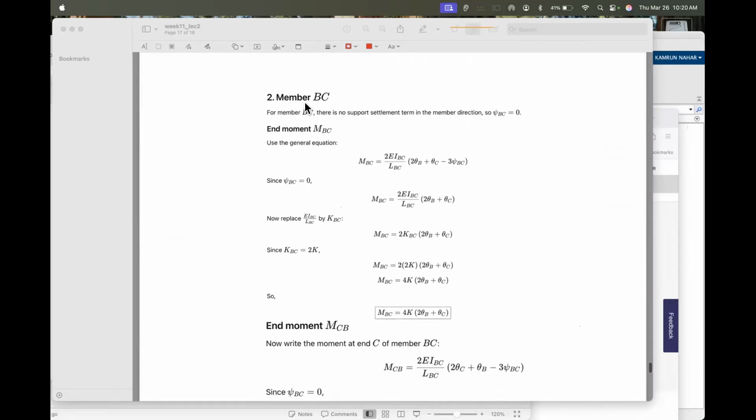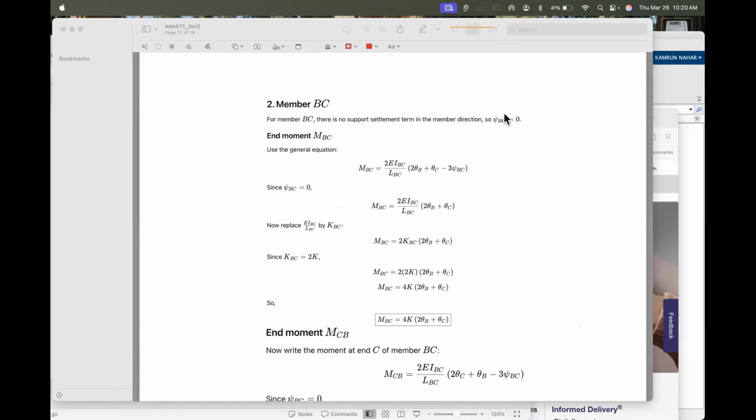And now we have BC. For member BC, there is no support settlement, so psi for BC is 0, because there is no settlement caused by the horizontal force, right? So psi BC is 0. Again, write the equation: we start from BC, so 2 theta B plus theta C and 3 psi BC. The FEM is 0, so we don't need to write it. And since psi BC is also 0, remove that part.